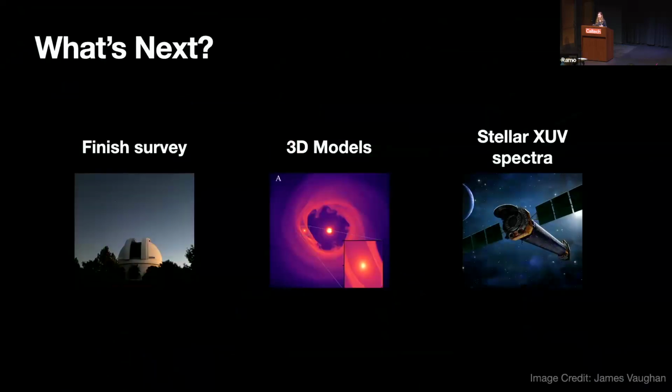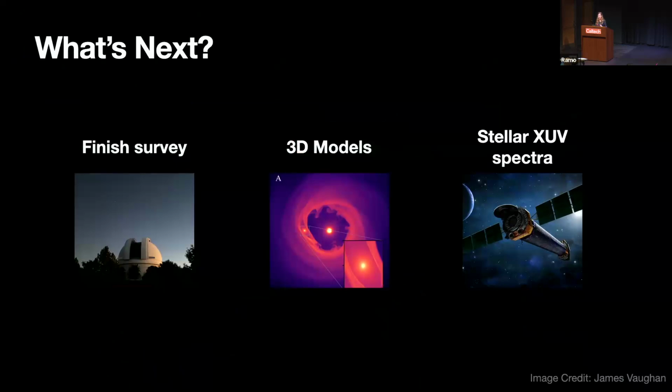It should be done by the end of February. Maybe as we continue to study more planets, we will get a better understanding for what's going on. Additionally, we'd like to work on 3D models for this system and for our survey targets in general to better understand the interaction between the star and the planet at the outflow launch site. And lastly, as we've heard a lot, this is a Know Thy Star, Know Thy Planet conference.